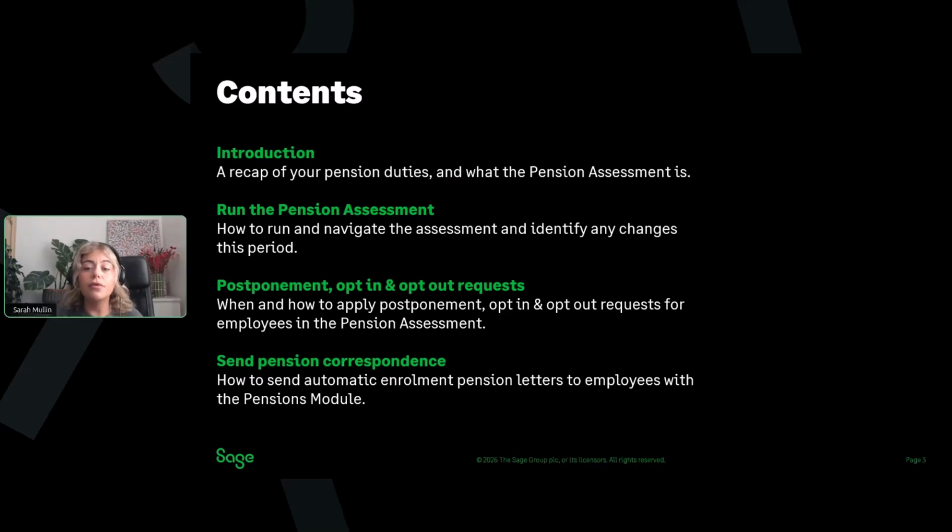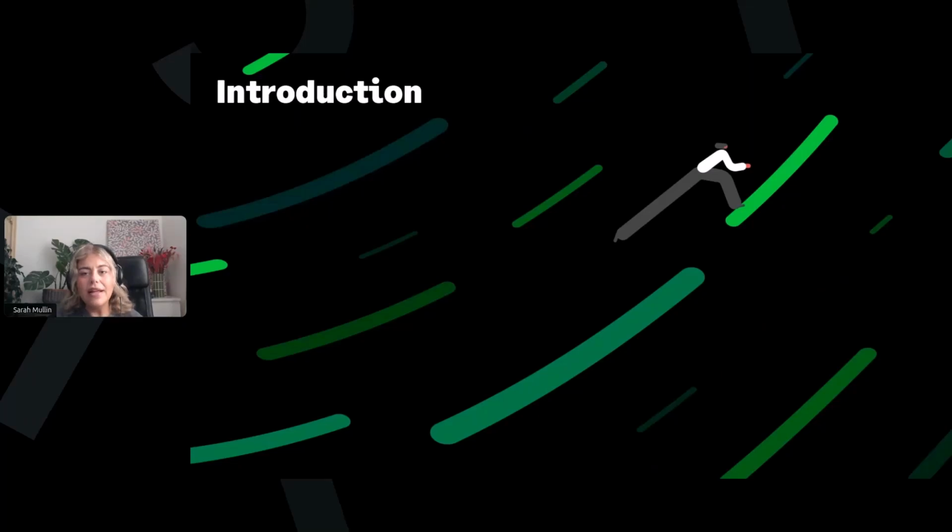Then we'll look at how to handle postponement, employee opt-ins and opt-out requests when these apply, and how to process them correctly within the pension assessment. And finally, we'll take a quick look at sending pension correspondence to your employees. So we'll look at the options available for sending that correspondence and marking them as sent within the pensions module as well. So that is what we have in store today for you. Let's get going. Let's start off with a bit of a recap and introduction.